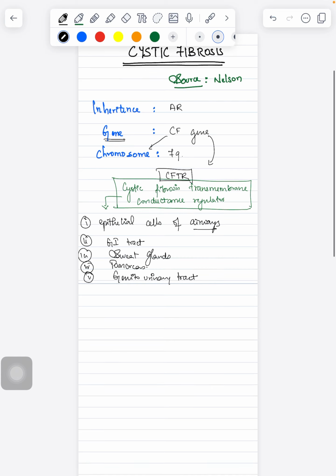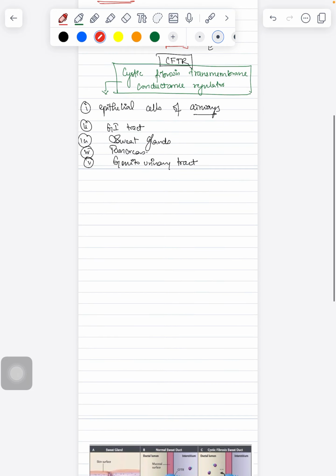Okay, so coming to the recap, the inheritance is autosomal recessive. The chromosome involved here is 7q. There are around 1400 mutations. Among the 1400 mutations, the most prevalent mutation is deletion of phenylalanine.